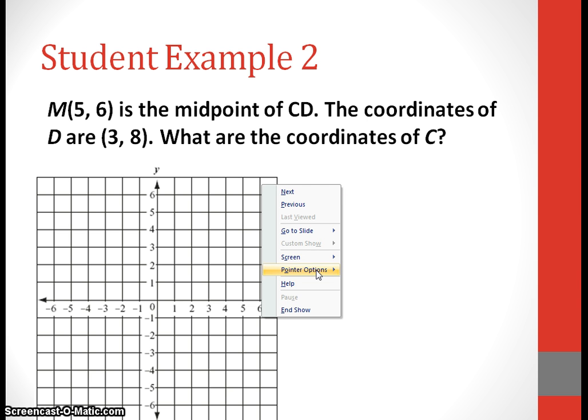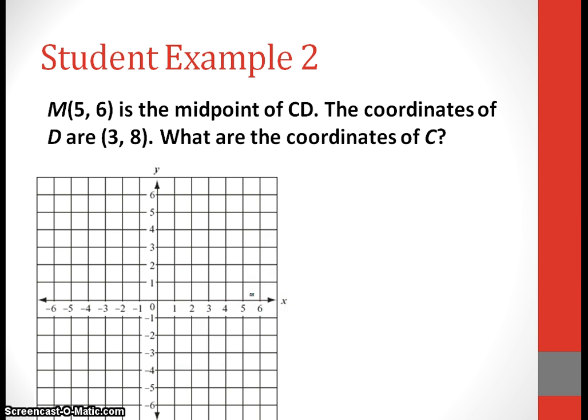Alright, so I am going to do this graphically. So let me get a pen. So M is the point (5, 6): over 1, 2, 3, 4, 5, up 1, 2, 3, 4, 5, 6. Well, I did not do a very good job of getting graphs that would work for me. And it says the coordinates of D are (3, 8). So over 3, up 1, 2, 3, 4, 5, 6, 7, 8. Alright, so this is D, and this is point M.